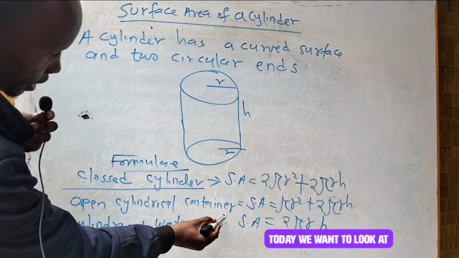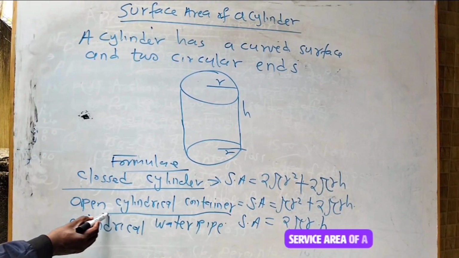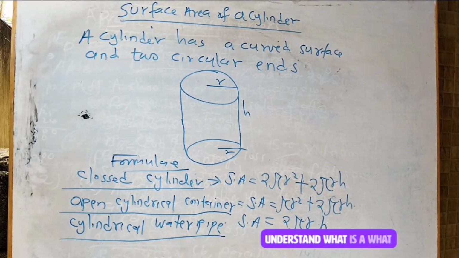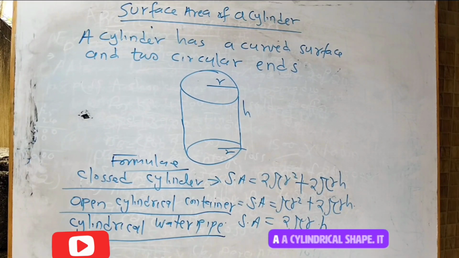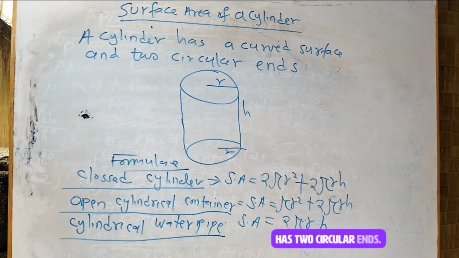Today we want to look at surface area of a cylinder. Do you understand what a cylinder is? A cylinder has a curved surface and two circular ends. For instance, what I've sketched on the board is a cylindrical shape. It has two circular ends. The circular ends have radius represented by r and the height represented by h.